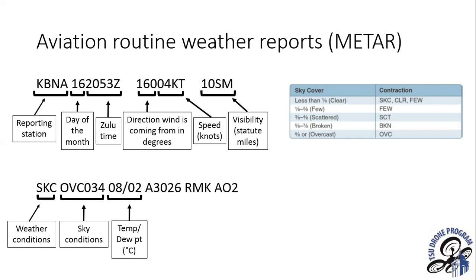Then the next section is our temperature and dew point, and those are in degrees Celsius. We've got 8 degrees Celsius for air temperature and 2 degrees Celsius for dew point temperature. Then this section is the altimeter setting in inches of mercury. It's 30.26 inches of mercury. This allows manned aircraft to display the correct altitude. Despite changes in pressure, they can get a reading from the METAR at that specific airport.